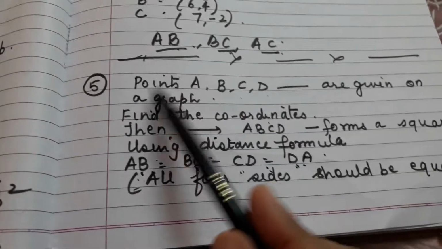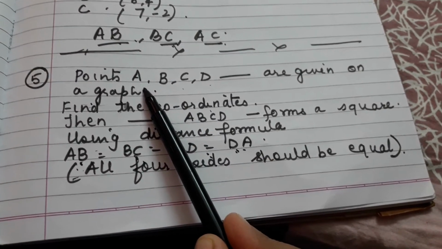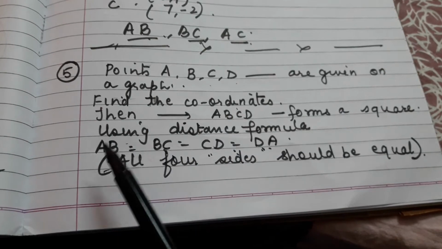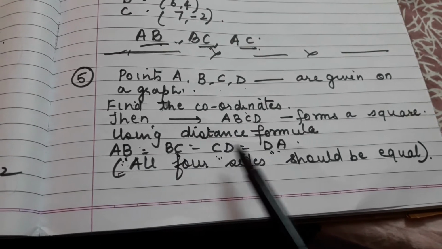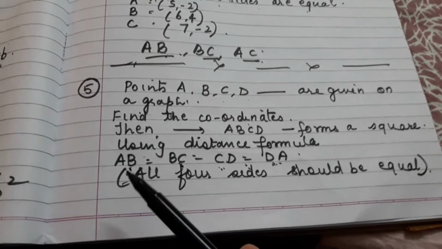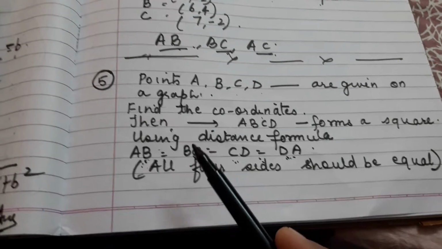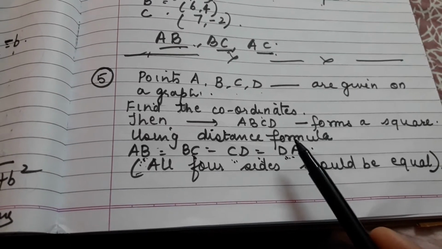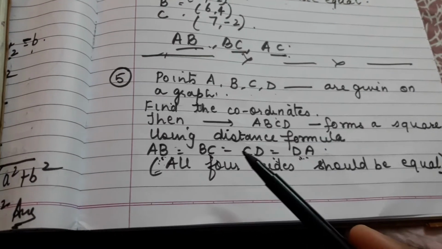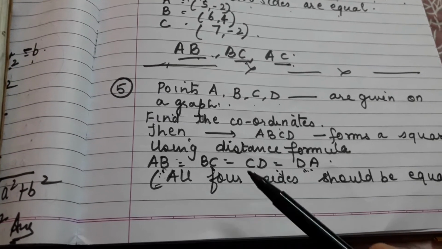square. So in this question 5, you will first find the coordinates of the points A, B, C, D, then you will find the distances AB, BC, CD and DA by the given formula, and then you will check whether all four distances are the same or not. And when the four distances are the same or equal, you can then say that the points ABCD form a square.